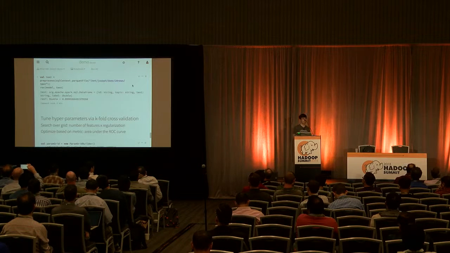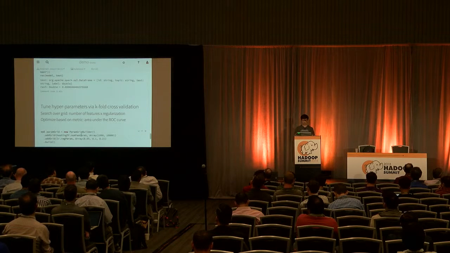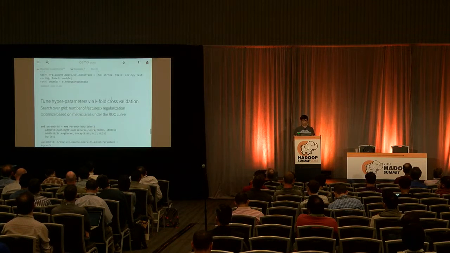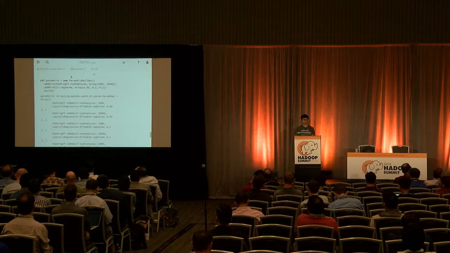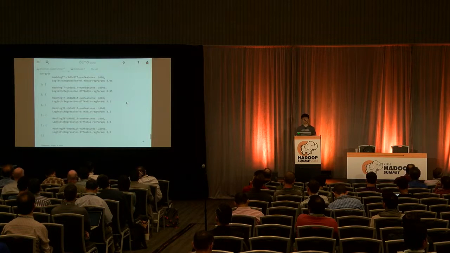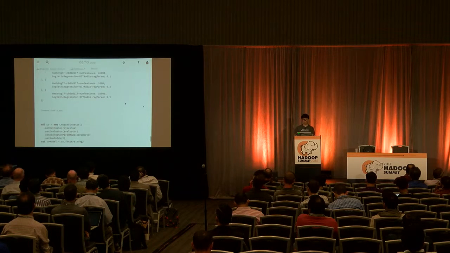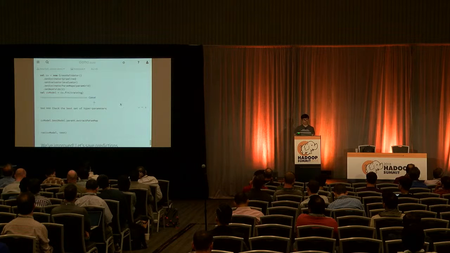And we'll optimize based on this evaluation metric. So to specify the parameters, you basically say, over a number of features, we want to test these values for regularization, these values for another parameter, and it builds a grid of all of the values to test, and then we can test them.